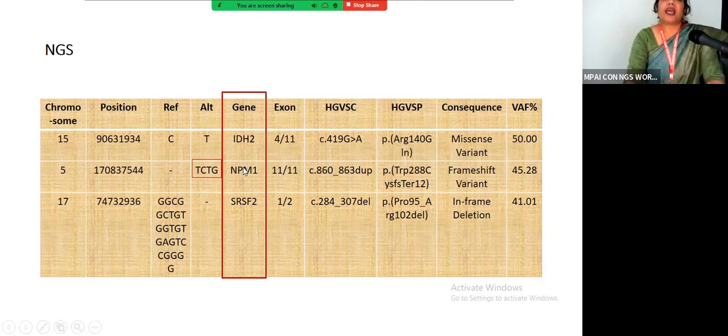Then we got a type A NPM1 mutation, which showed a TCTG insertion.